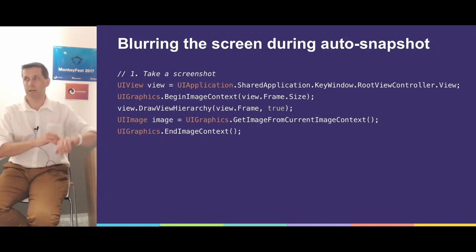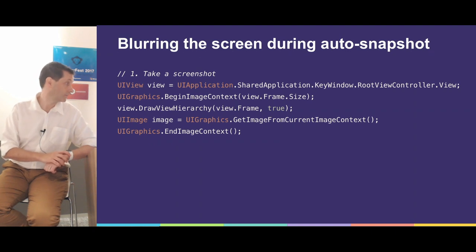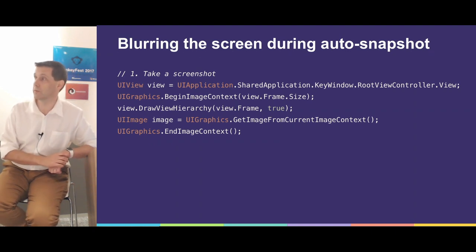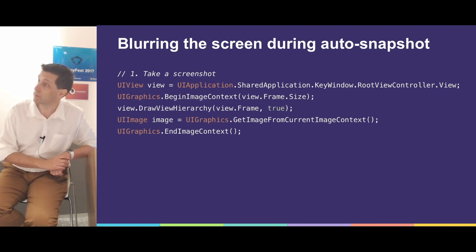So the first step would be to take a screenshot of the iOS app yourself. And that's fairly straightforward code there to do that. And that ends up storing it in the image object.